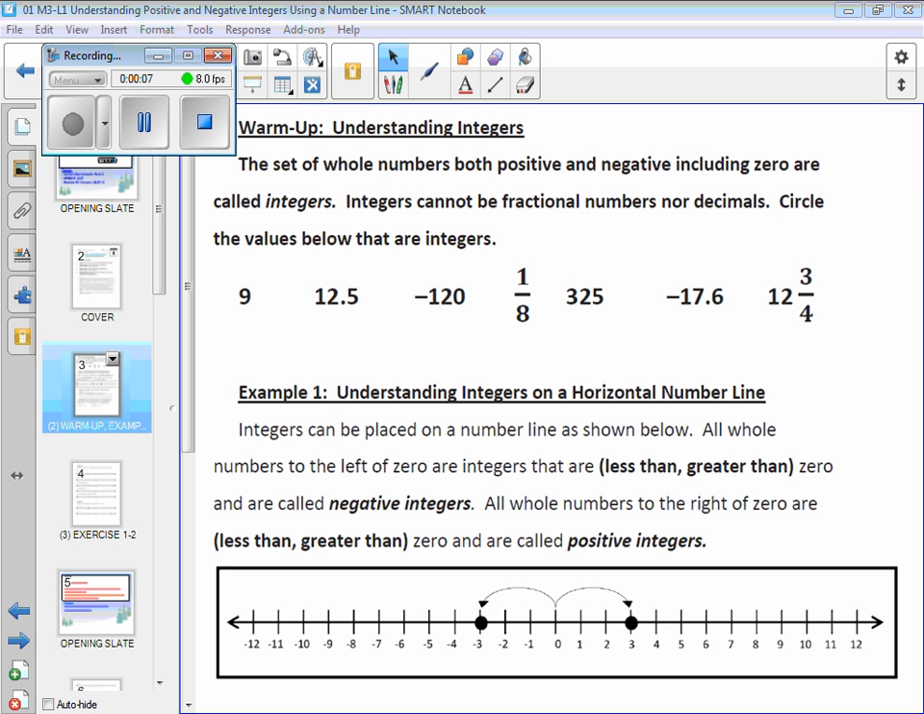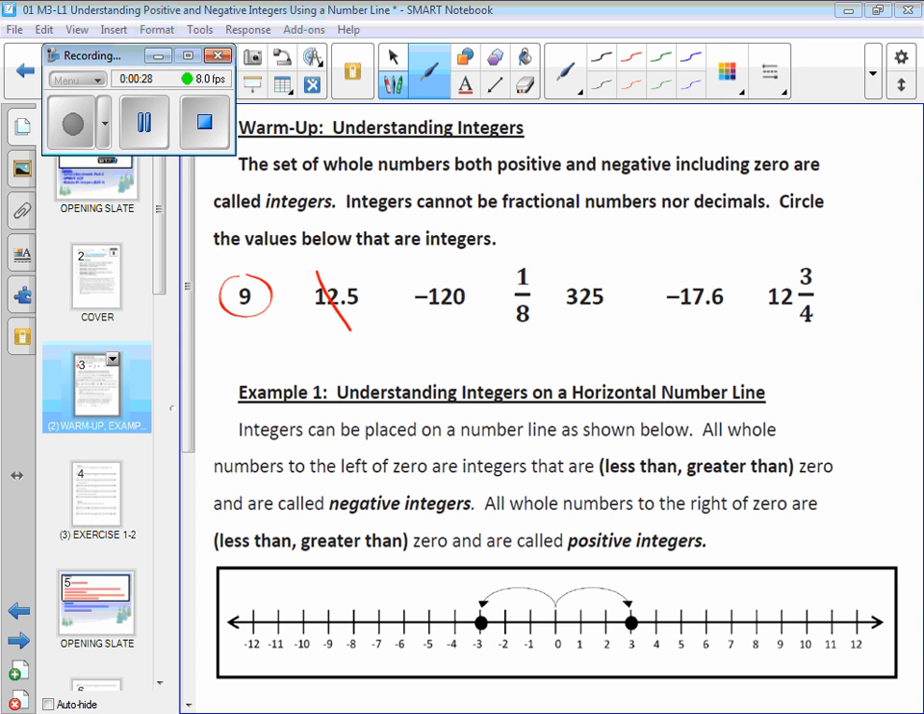Okay, so as I explained, integers are the set of whole numbers, both positive and negative, including 0. Those are called integers. Integers, as I mentioned to you in the warm-up, in the little demonstration, cannot be fractions, cannot be decimals. So circle the values below that are integers. Let's do it together. Yes or no for 9?